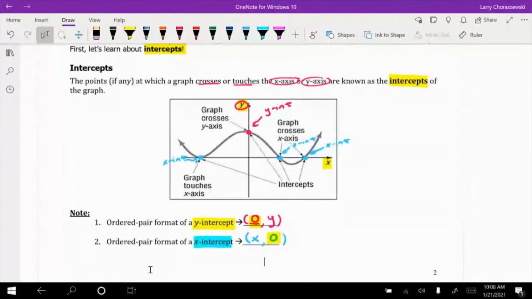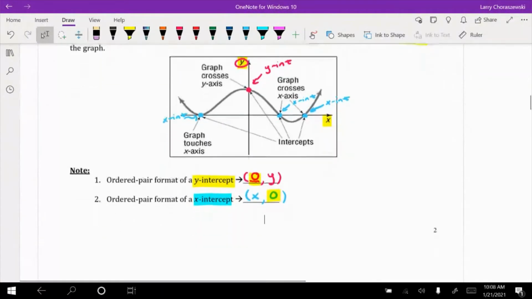All right, you guys ready to rock and roll? Let's knock out the rest of this note packet here. Woo! All right.